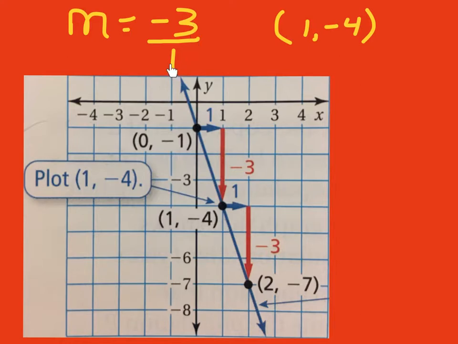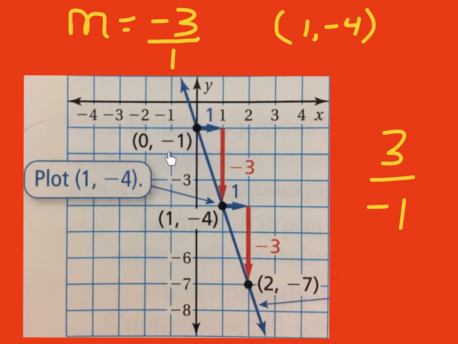Since I need to go in the other direction, I'm going to rewrite it as 3 over -1. So I put the negative on the bottom. Now what this is saying is go up 3, and since the run is negative, to the left 1. Up 3, to the left 1. So go 1, 2, 3, to the left 1. And look, what do you know? I have my y-intercept. My y-intercept is at the point -1, isn't it?